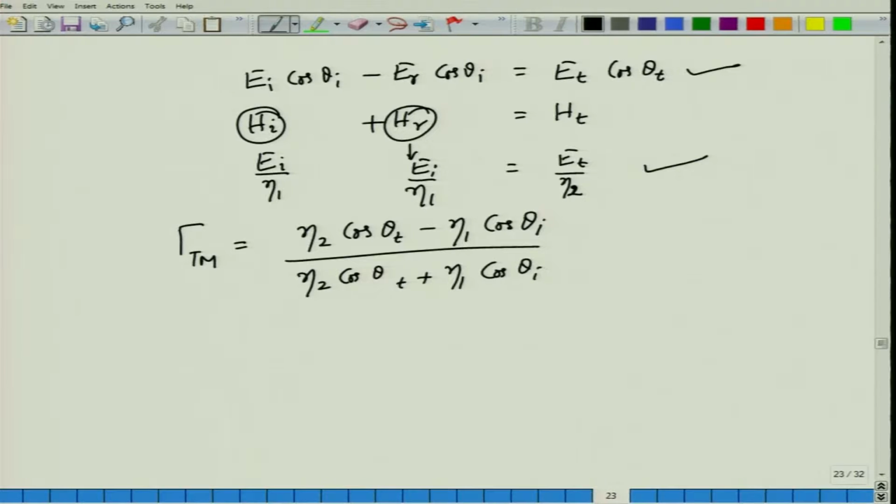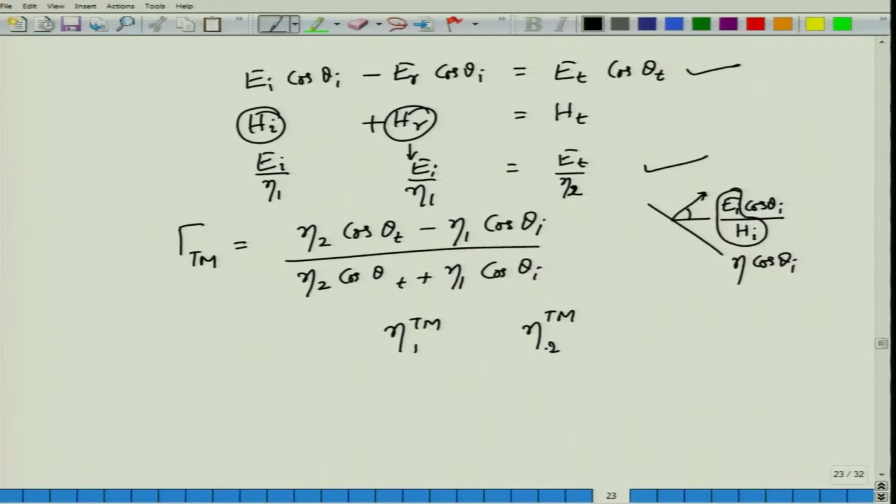There is a slightly simpler way to remember this. See, you had the electric field in this way, right? What is the tangential component of the electric field? The tangential component of the electric field was Ei cos theta I. If you divide this by Hi, Ei by Hi will be eta of the first medium, multiplied by cos theta I. So if you define the impedance of the medium as eta TM for the first medium, it would be eta 1 times cos theta I. Similarly, you define eta TM for the second medium, which would be eta 2 cos theta t. Then you can remember gamma TM simply as the second load impedance, eta 2 TM, minus eta 1 TM, divided by eta 2 TM plus eta 1 TM.